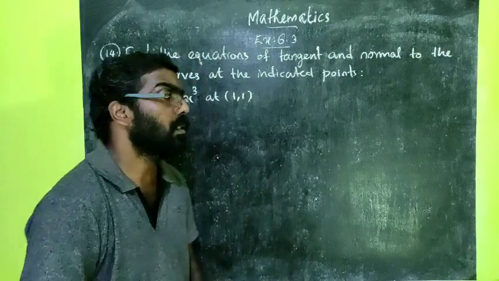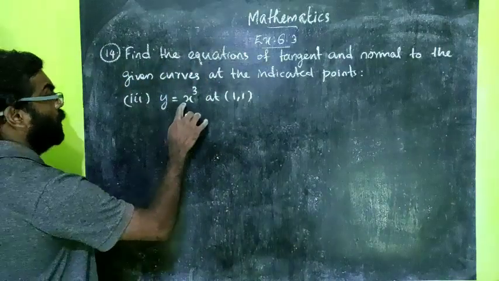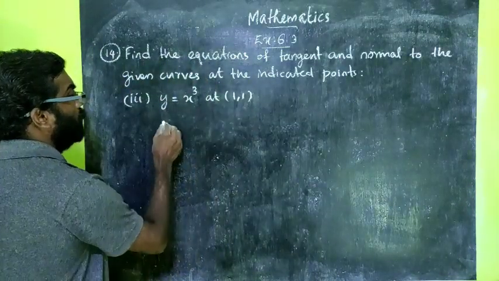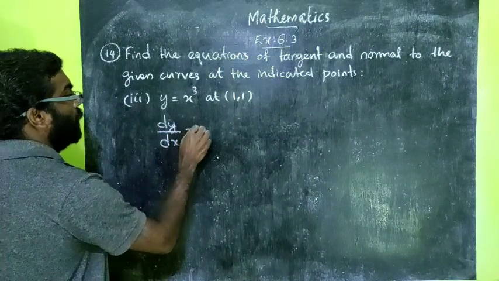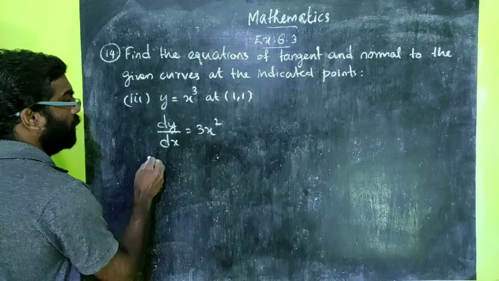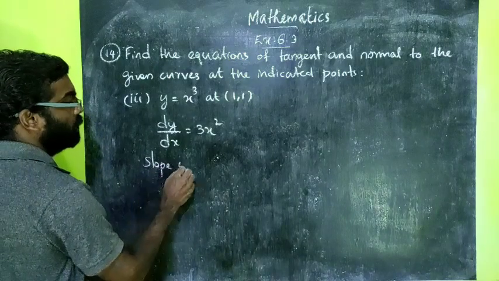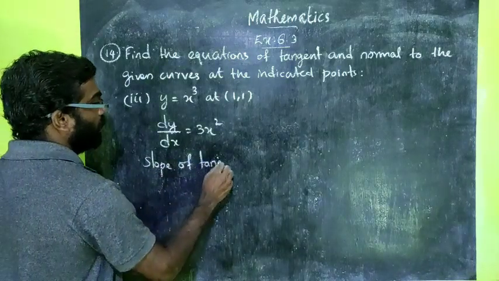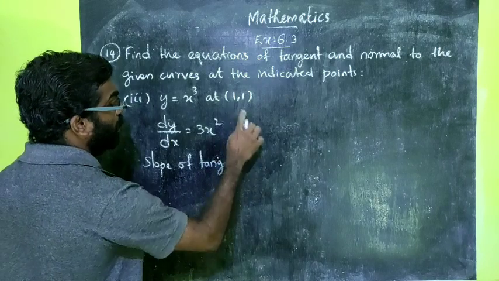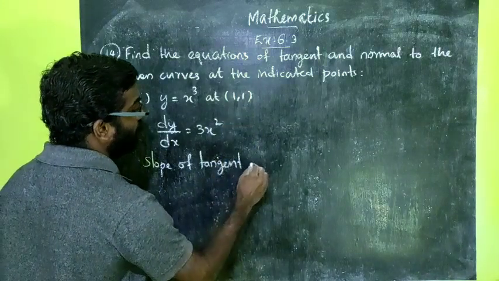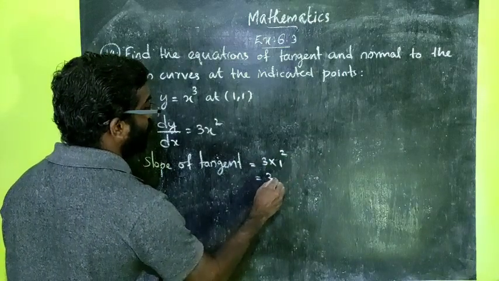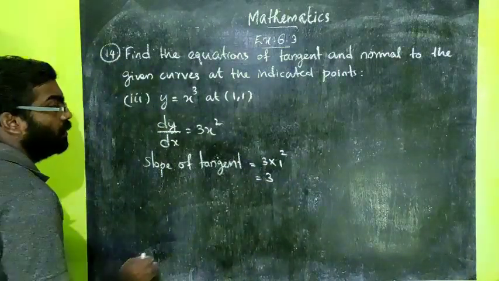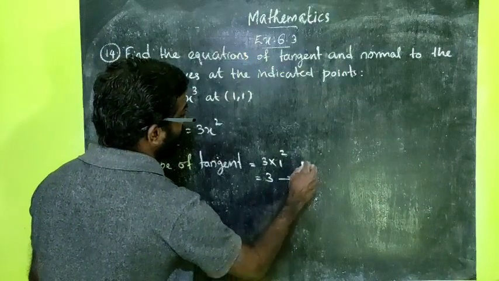Now we shall discuss the third sub-question. Y is equal to x cube at 1 comma 1. So here dy by dx, or f dash of x, is equal to 3x square, and the slope of tangent, that is dy by dx at 1, is equal to 3 into 1 square, which is equal to 3. Okay, so this is here f dash of x0.